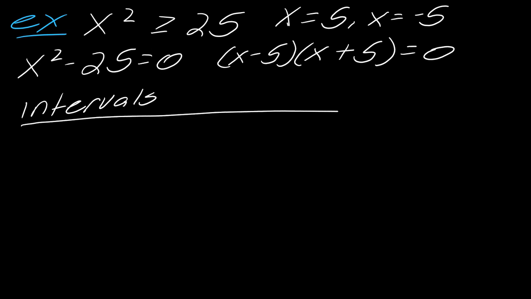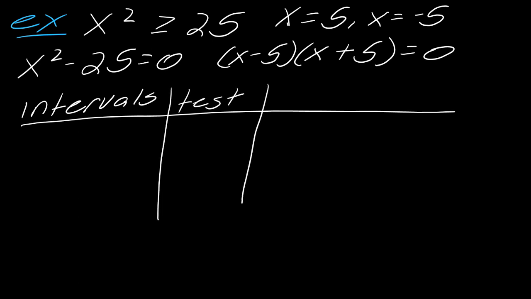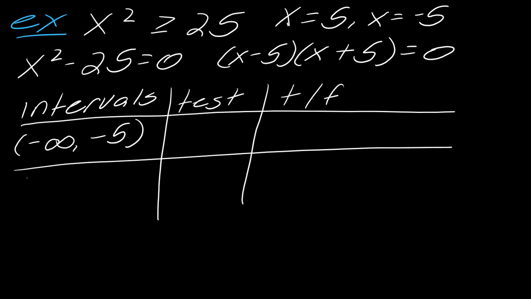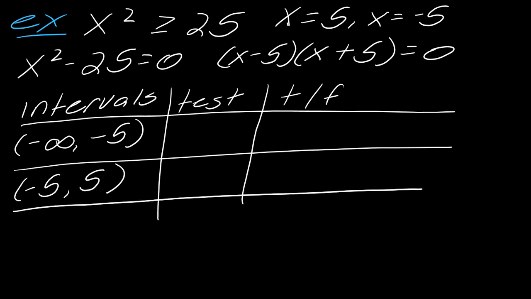So let's see, I will do my intervals, and then I'll do my test point, and then I'll do my true or false. So my first interval will go from -infinity to -5, -5 to 5, and then 5 to infinity. And so now we can choose some test points.